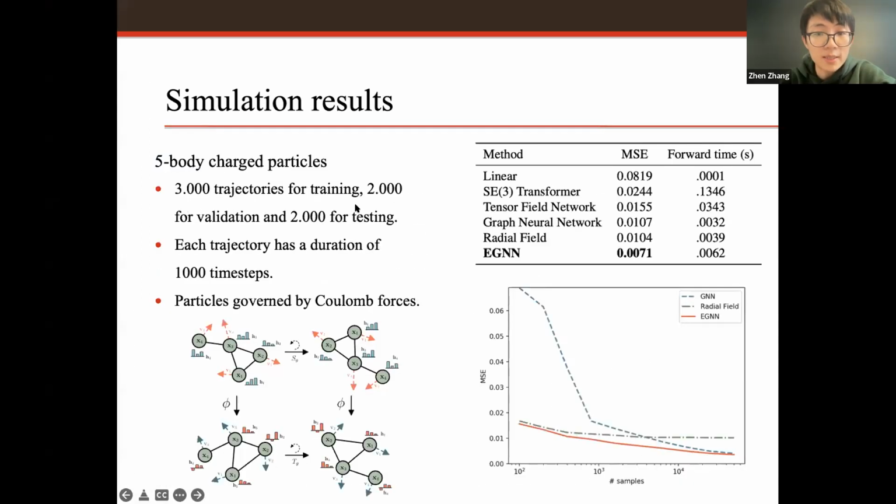And here is the next simulation result. This is not on static data, in the sense that we want to predict the motion of particles. However, this simulation is not on a very large data set, in the sense that they're just training on 5 body charged particles, whose motion is governed by the Coulomb forces. They use 30,000 trajectories for training, 2,000 for validation, and 2,000 for testing, and each trajectory has a duration of 1,000 time steps. They report their MSE and forward time with some of the existing methods in the literature, and they achieve a better MSE. Here they also plot the MSE versus the number of samples used for training, to show that they are not overfitting when we use more samples for training.